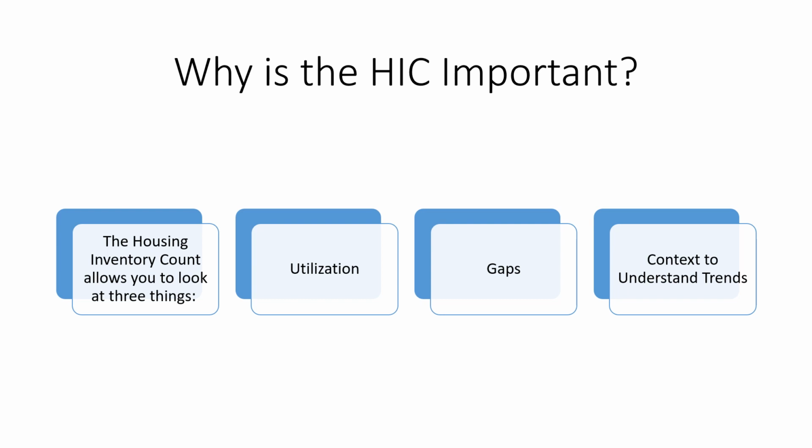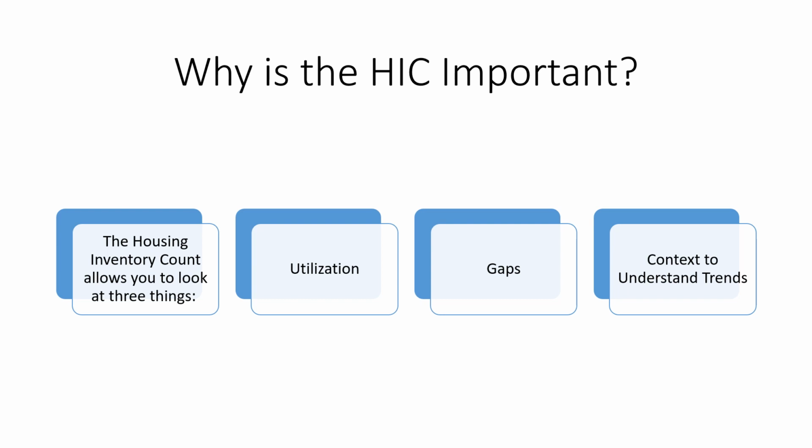Why is the HIC important? The housing inventory count allows you to look at three different things: utilization, gaps, and context to understand trends. For utilization, to effectively end and prevent homelessness across the system, it is important to look at utilization across all projects on the night of the point in time count, as well as over time to see where projects and beds are underutilized and overutilized. Individual projects can also do this to determine how they can increase their utilization rates and serve more people with the same number of resources.